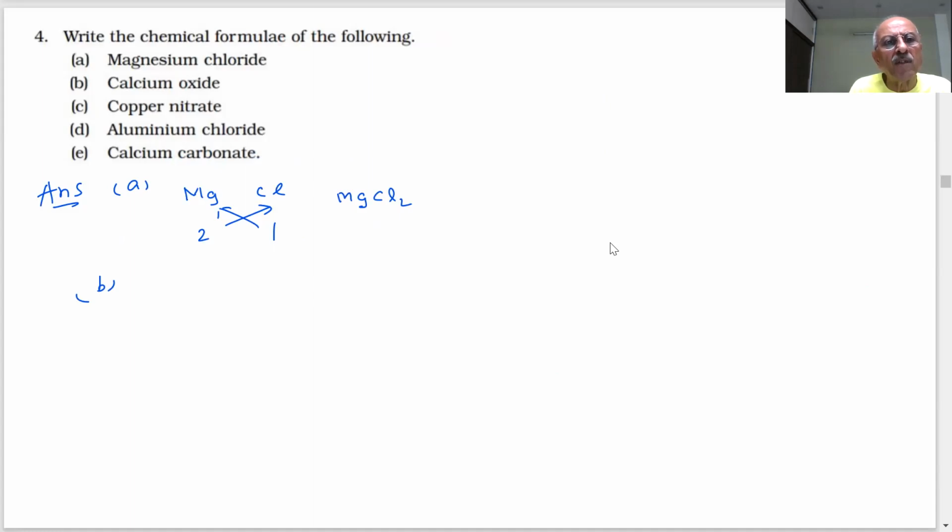What is the valency of calcium, students? What is the valency of calcium? 2. What is the valency of oxygen? 2. Then what does it become, student? That means divide by 2.